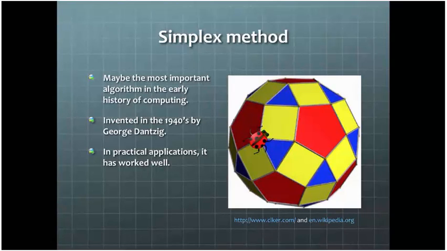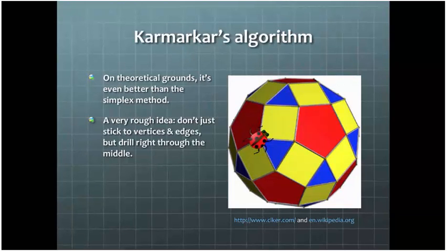You see, in this simplex method, you're always crawling along the outside of this surface, the outside of this solid. So it's as if you're taking the local train and you might want to go to a very distant station. What might be nicer is if you could actually drill right into the middle of the solid. So it turns out on theoretical grounds there's an even better algorithm. This was developed much later in the 80s by someone named Karmarkar, and his algorithm very roughly says don't just stick to vertices and edges, but drill right through the middle.